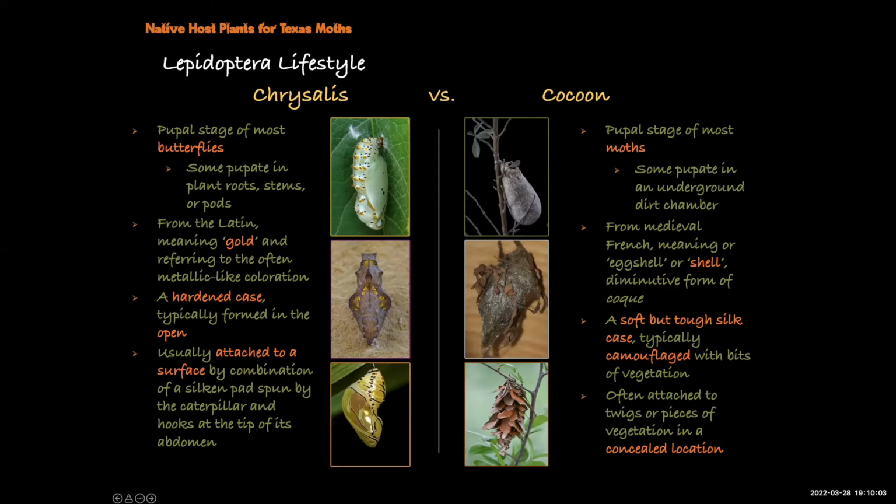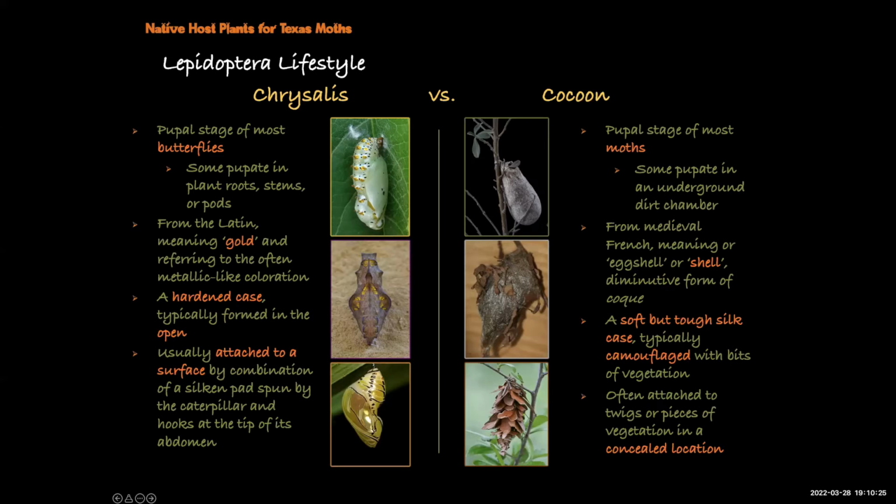on most chrysalises. And it is a very hardened case, and typically it's formed in the open, and it's attached to a surface by a combination of a silken pad that the caterpillar spins and then hooks into with hooks at the tip of its abdomen to be able to hang from a surface.